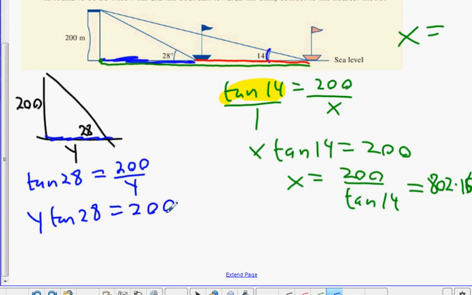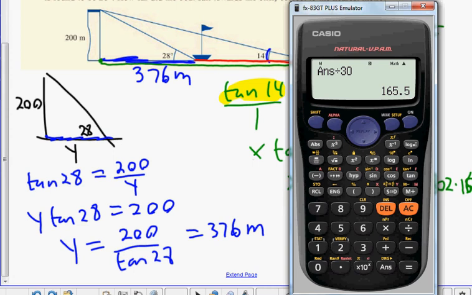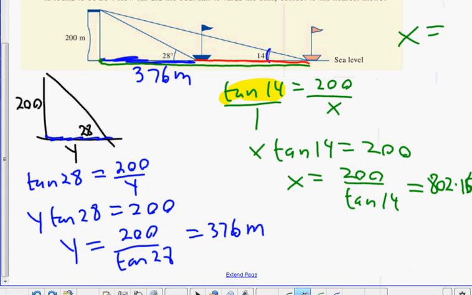Now what's stopping the y from being on its own? The tan 28. Bring the tan 28 under. So 200 divided by tan 28, what do you get? 376 meters. So this is 376 meters. The full length is 802. So 802 minus 376. 426. So the red one is 426 meters long.